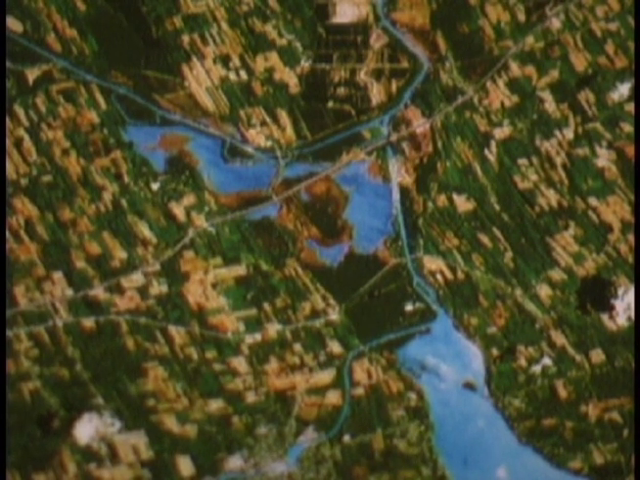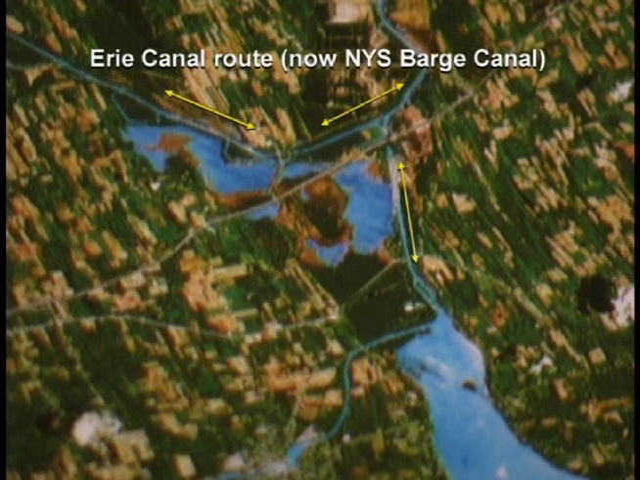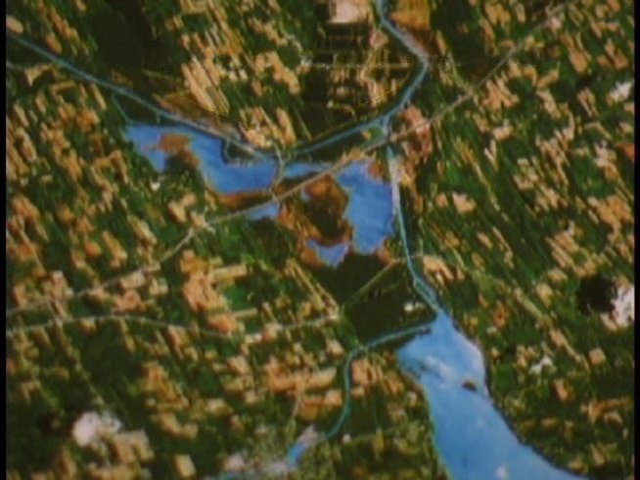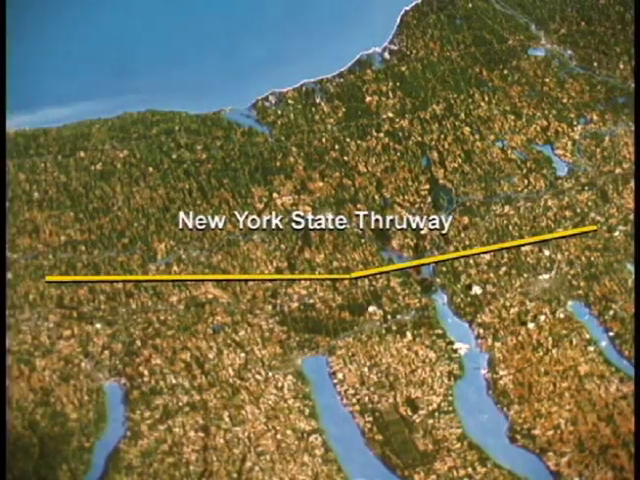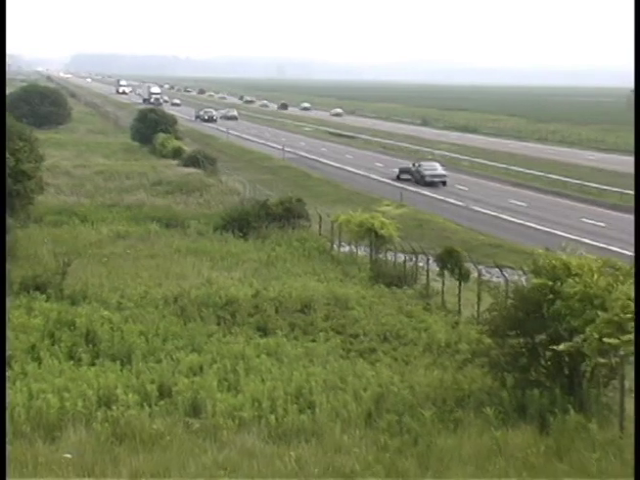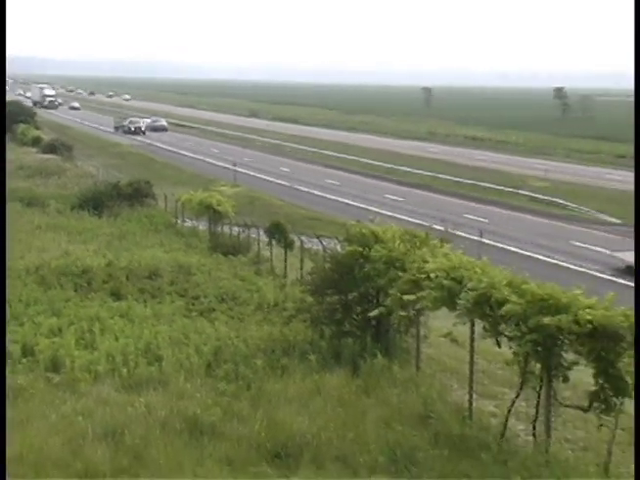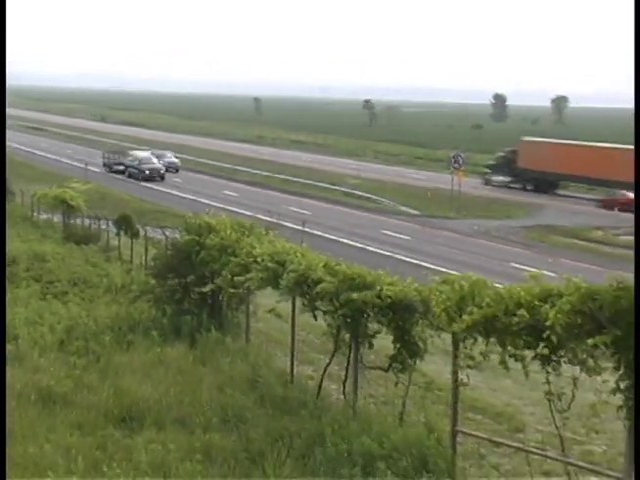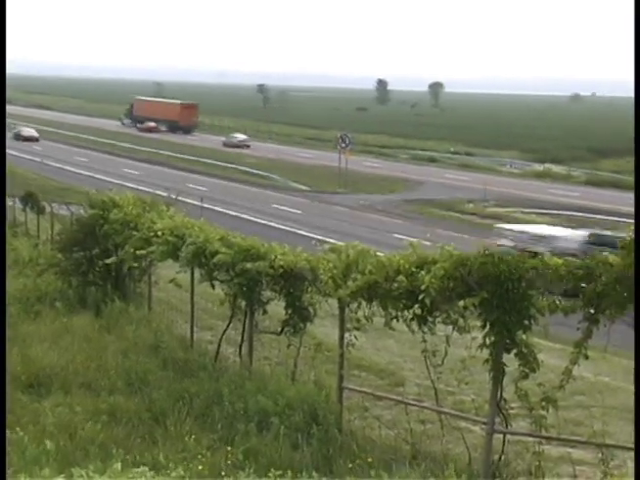This flow was tapped to feed the famous Erie Canal during the 19th century, portions of which were incorporated into the New York State Barge Canal, still in operation today. The Erie Canal was the first road west for many pioneers. Today, the New York State Thruway, a major interstate highway linking the Northeast and Midwest, follows the same route, intersecting the marsh from east to west.